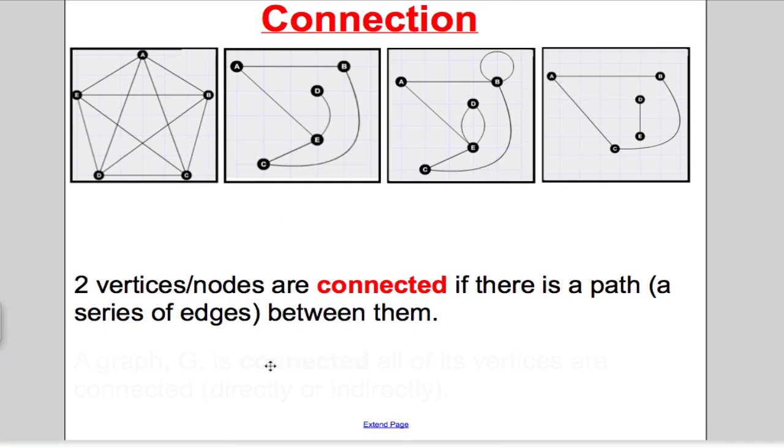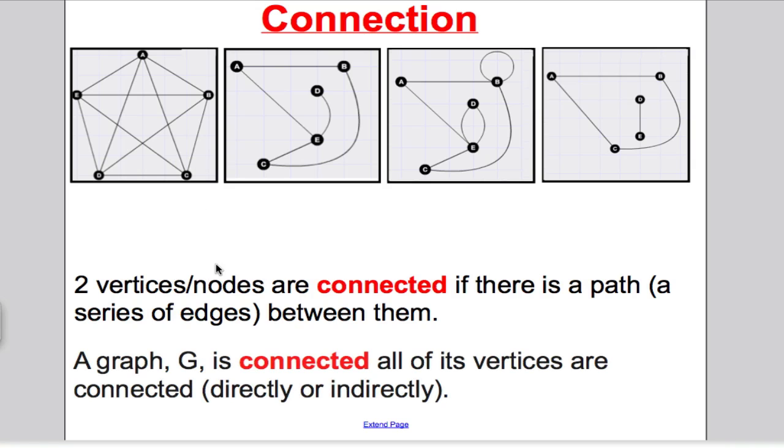Now, what do you think it means for a graph to be connected? Well, a graph G is connected if all of its vertices are connected directly or indirectly. Here, I can get from one vertex to every other easily, so it's connected. Same here. Same here. However, here, this is not a connected graph because D and E are only connected to each other. They're not connected to A, B or C. There's no way of getting between D and E and A, B and C. And that's what connection's all about.